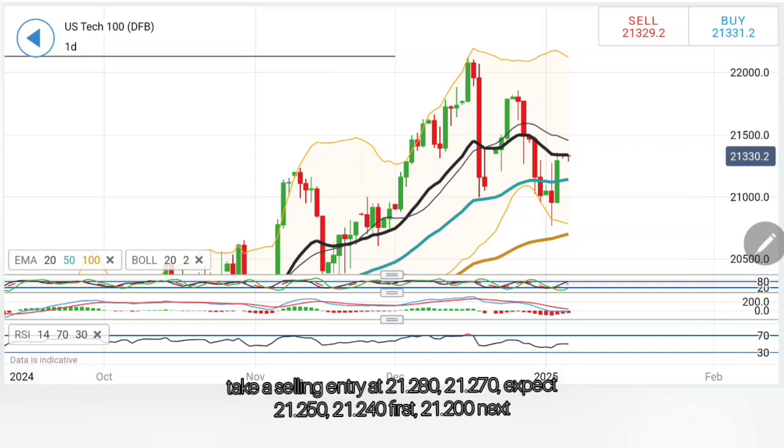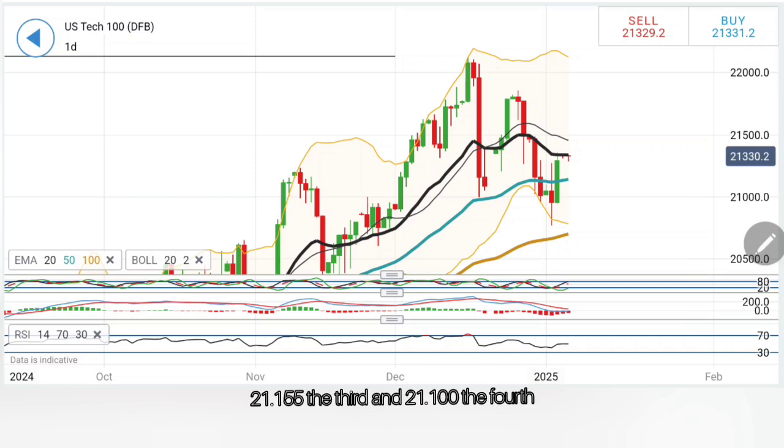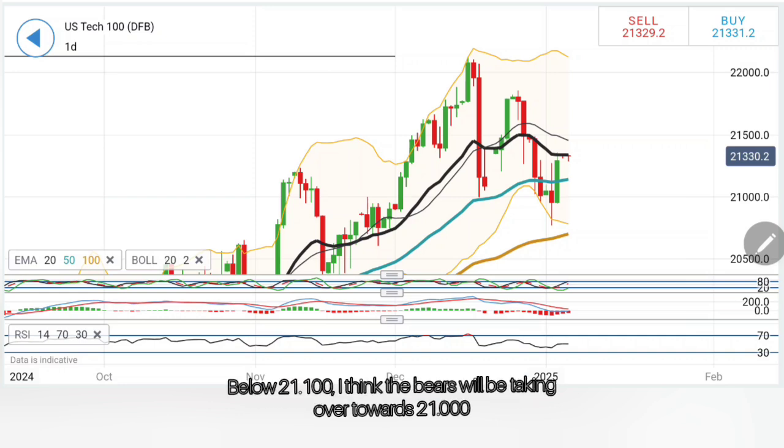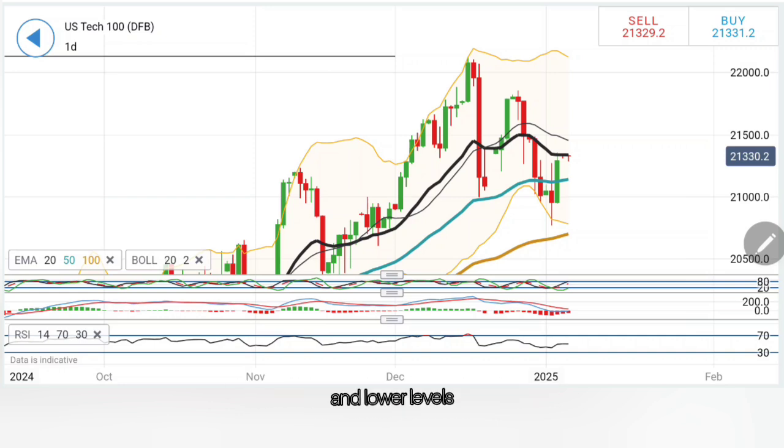On the downside, take a selling until 21,280, 270, expect 21,250, 240 first. 21,200 next, 21,155 the third, and 21,100 the fourth. Below 21,100, I think the bears will be taking over towards 21,000 and lower levels. Chances are less, but yes, these are markets. Trade accordingly. Let's move to Dow.